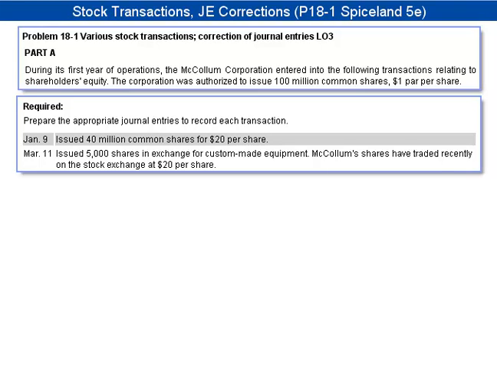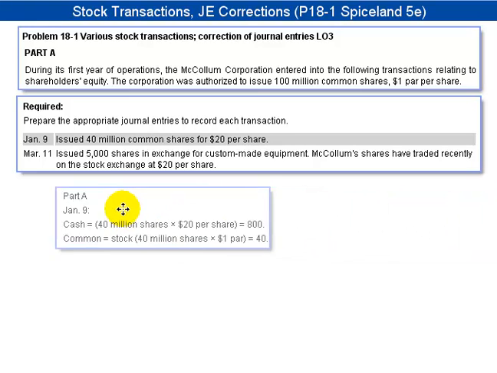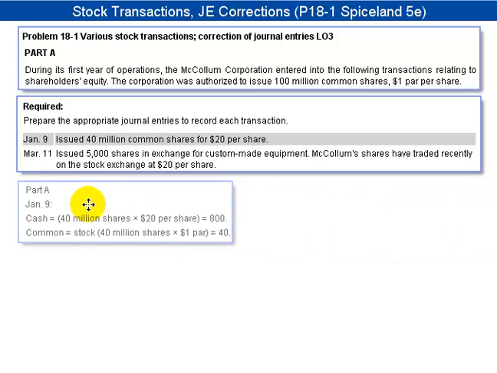So let's start off with the January 9th transaction. The company issued 40 million shares of common for $20 each. So the calculation we need to come up with is we take the 40 million times $20 per share to come up with 800 million of proceeds, and the 40 million shares at $1 par says the legal capital is 40 million.